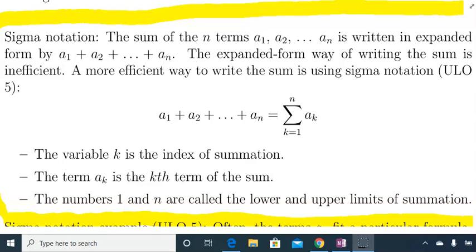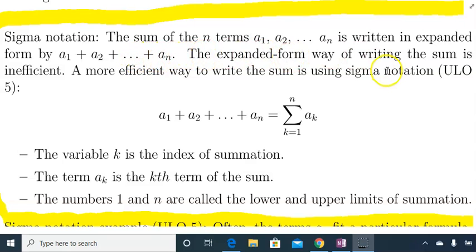Hello everyone, in today's lesson we will investigate the use of the sigma notation. The definition: the sigma notation is a sum of n terms, a sub 1 to a sub n. Written in expanded form it is a sub 1 plus a sub 2 plus ... plus a sub n.